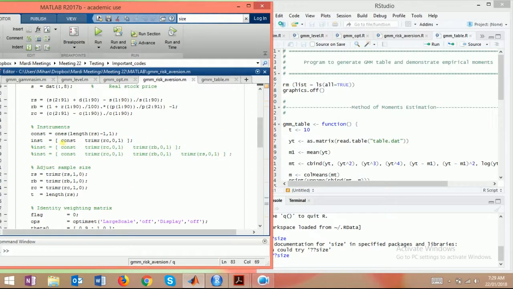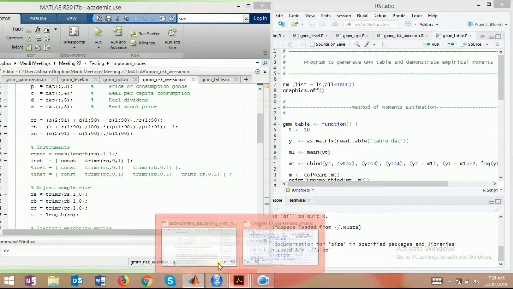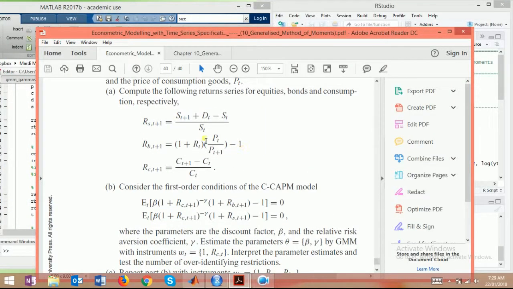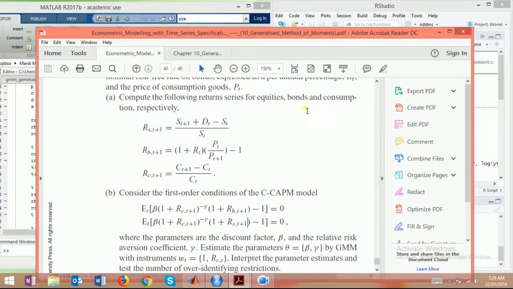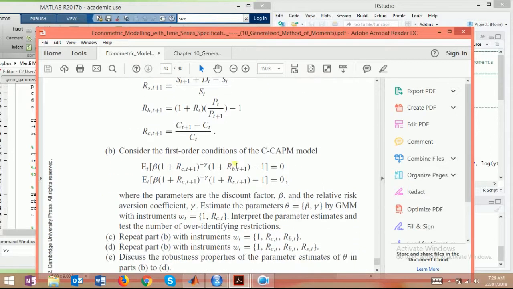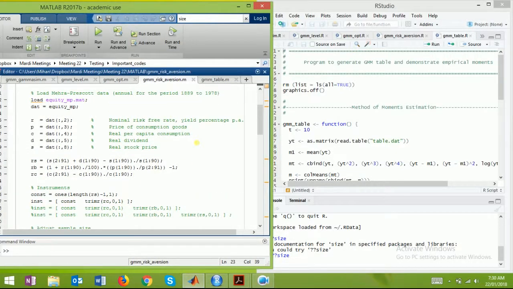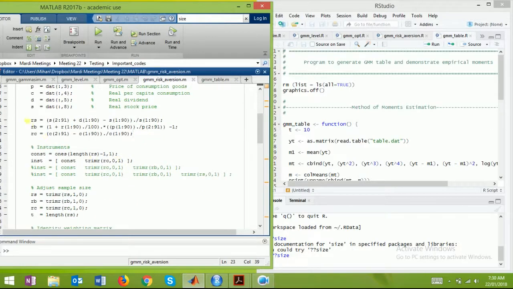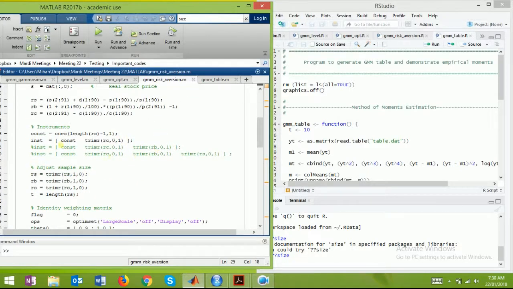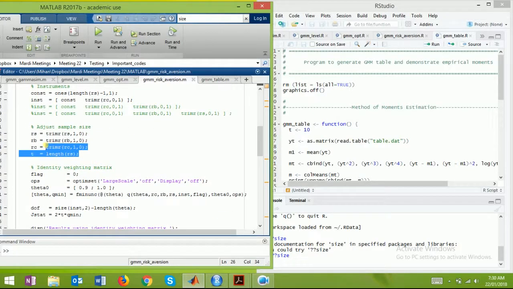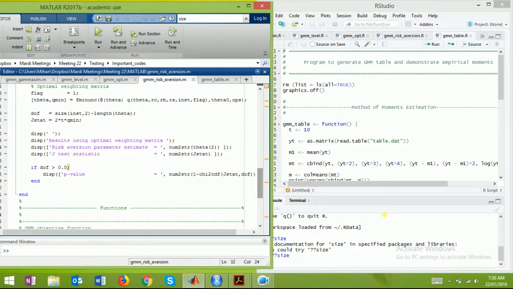And our instrument is lags. When we are taking lags, that's what we are supposed to do. It's a time series of returns of equity, bonds and consumption, and these are the first order conditions. So repeat B with instruments. This is another principle we need to remember: real dividend, real stock price, returns are taken. Instruments is ones, minus 1, length over s minus 1, dimension 1 column, then C01, and then adjust the size. That's all. So very simple, you see.